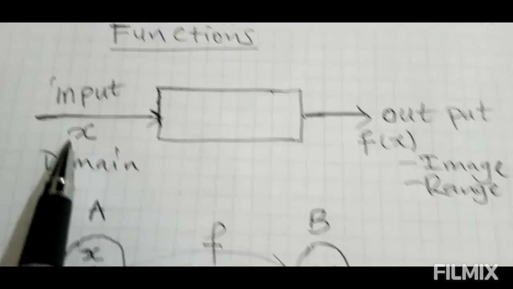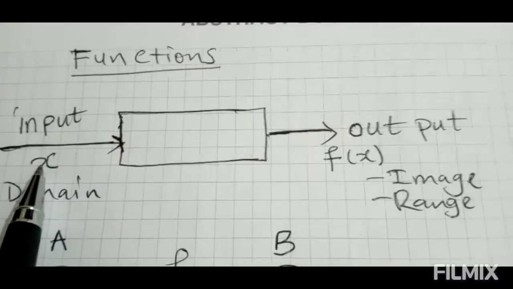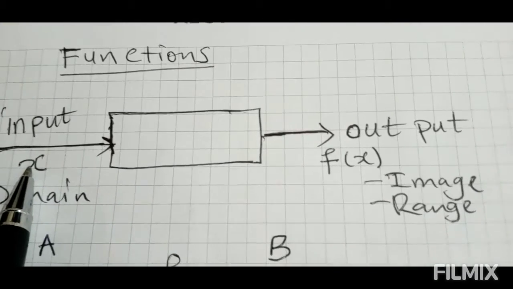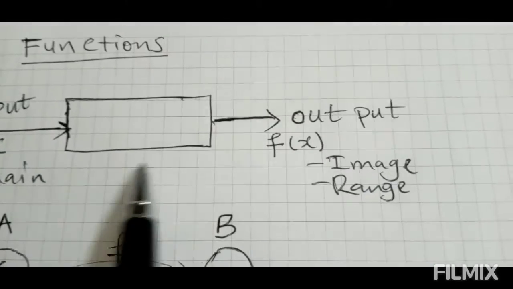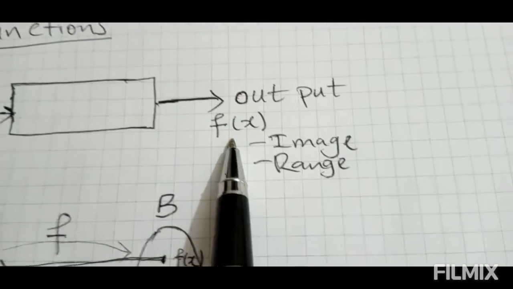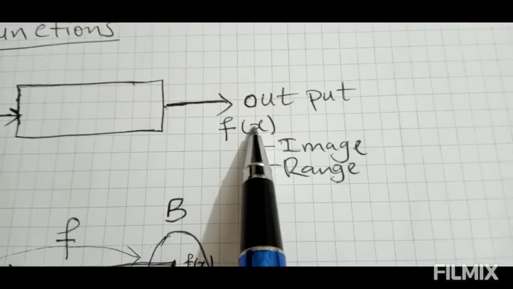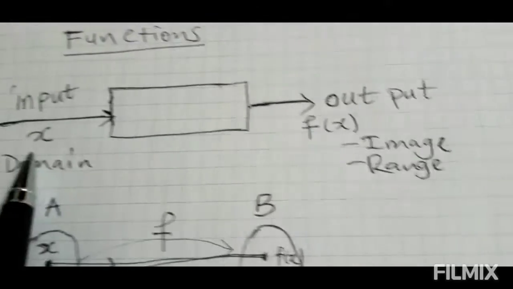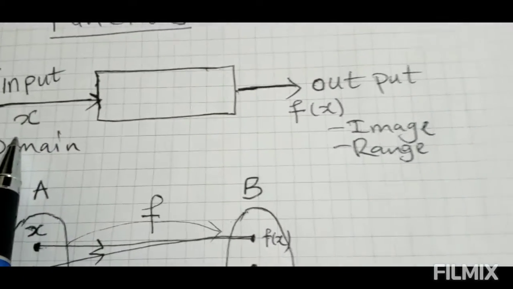So let's take x, for instance, as this input. X represents inputs that we don't know, okay? And of course, when we put x into something, we get f of x, okay? Meaning f depends on x, okay? For you to have this output, you need to have the input x, okay?